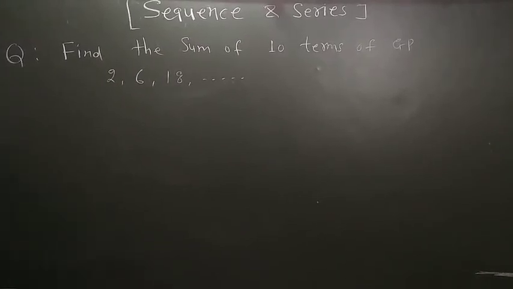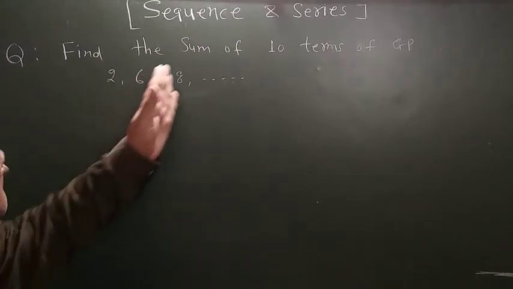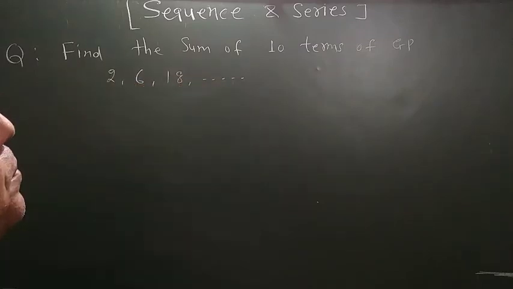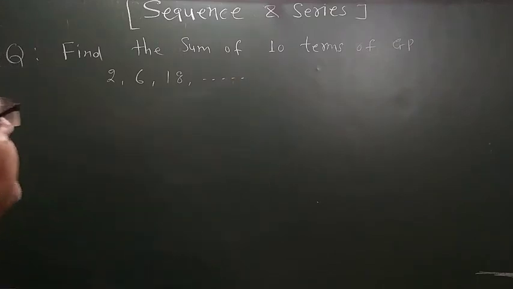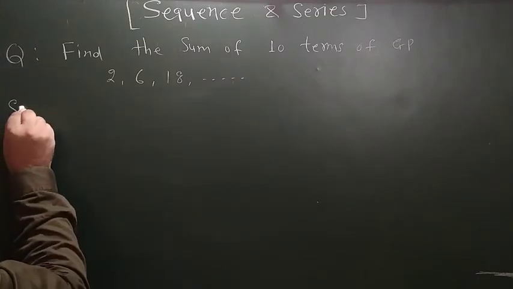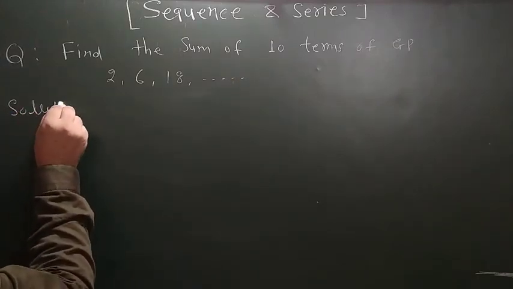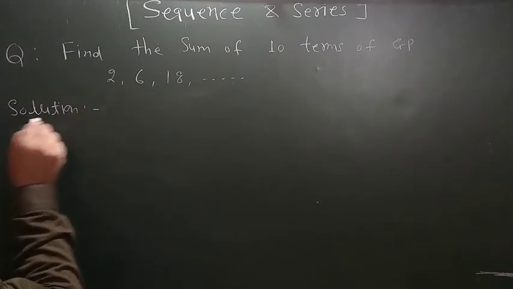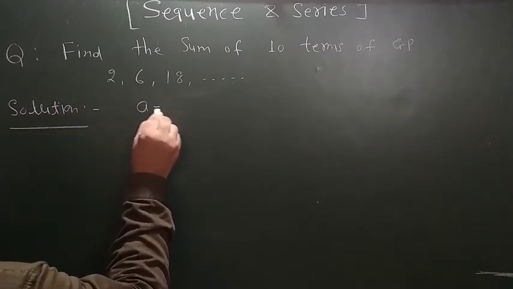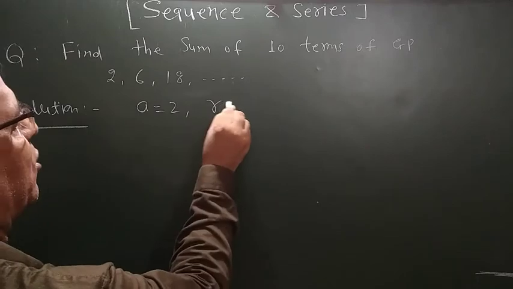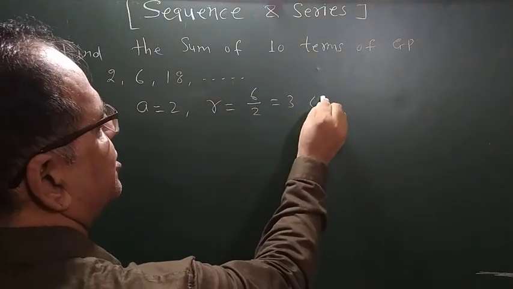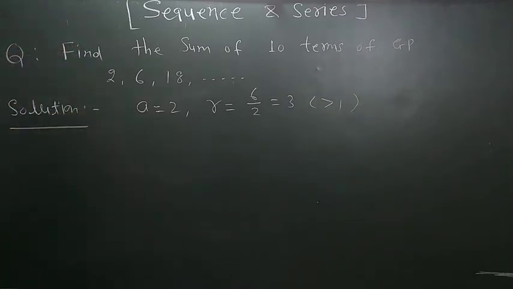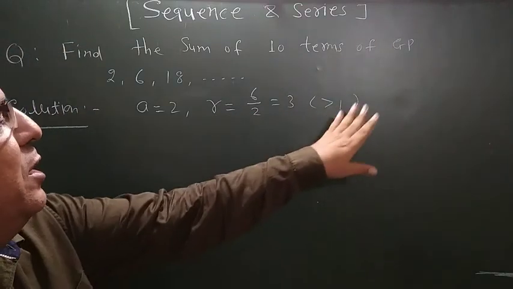Now I am taking a question based on the sum of n terms. Find the sum of 10 terms of the GP 2, 6, 18 and so on. So first we find from the GP what the first term is. So A equals 2. What is the common ratio? 6 upon 2, that means 3, and this is greater than 1. Okay, the common ratio is numerically greater than 1.